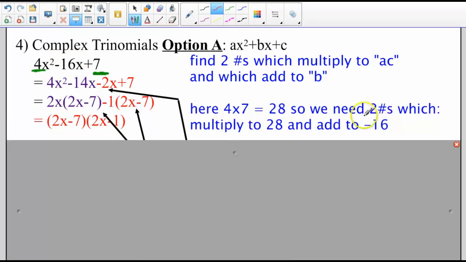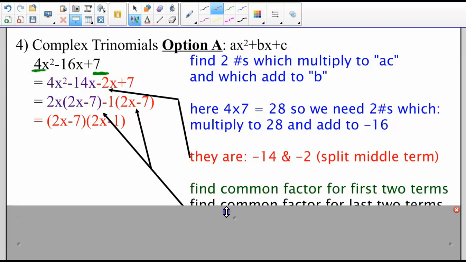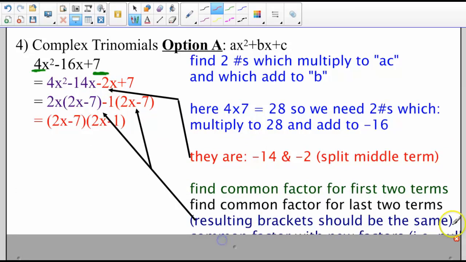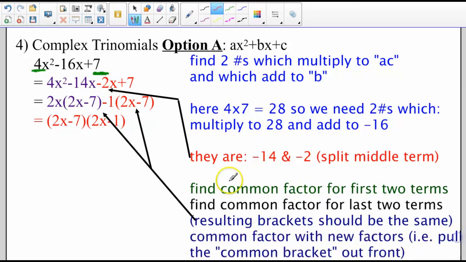Okay, so that's what it says here. Of course, those two numbers are negative 14 and negative 2. And so we split the middle term. And then as the instructions will tell us, we then look to find a common factor between the first two terms and between the second two terms.